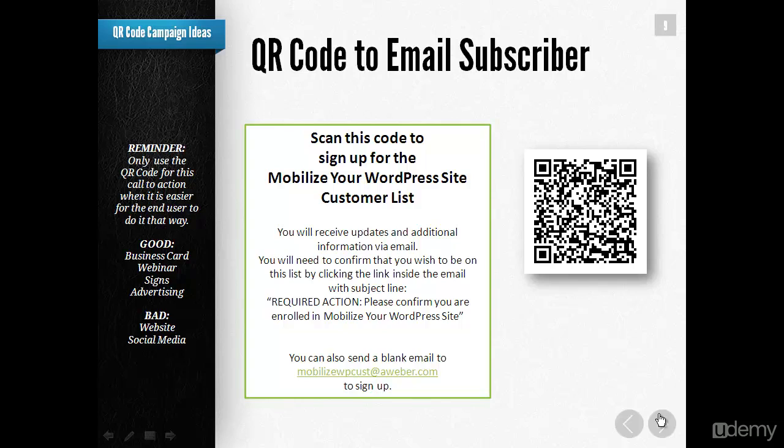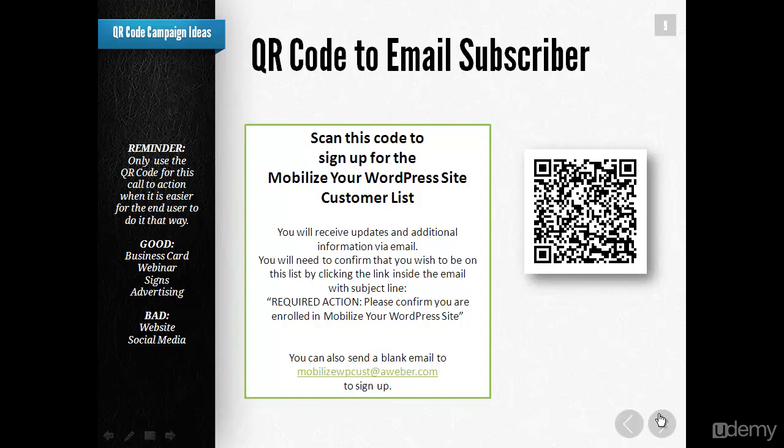And then you'll notice that you can also do this by just sending a blank email to Mobilize WP Cust, which stands for customer, at aweber.com. So this is also something you can do if you're using Aweber. That information right there, the Mobilize WP Cust, is my list name. So whatever you've got named as your list will put someone onto that specific list. Pretty cool.